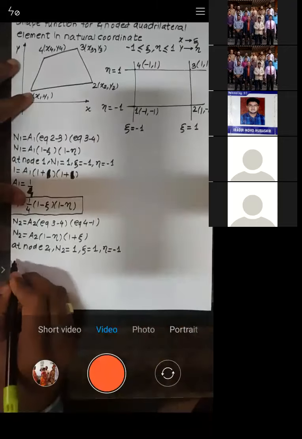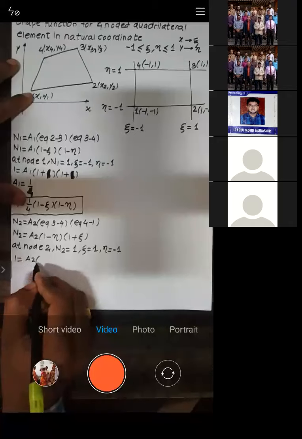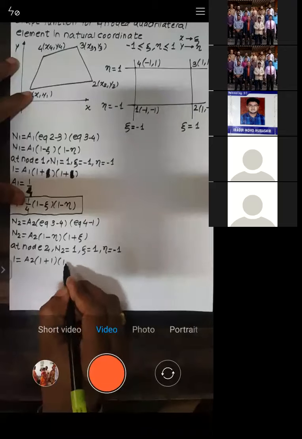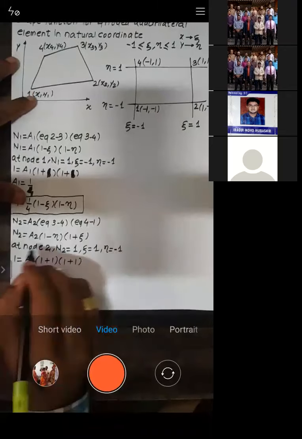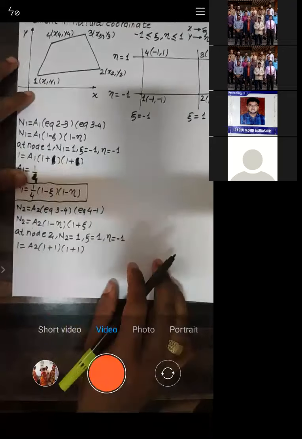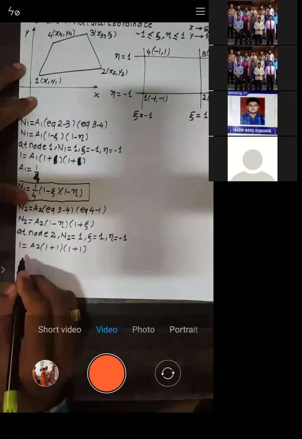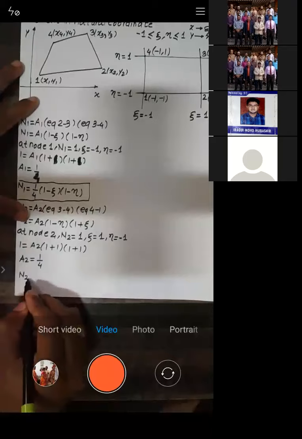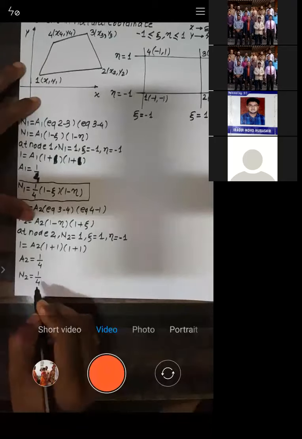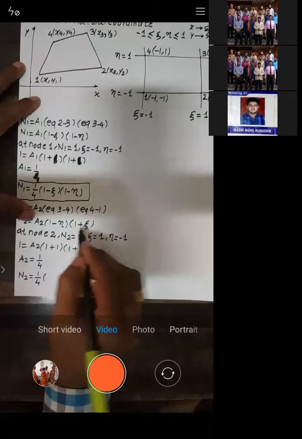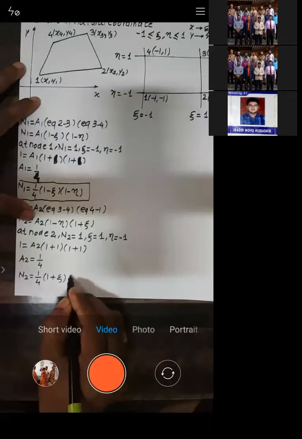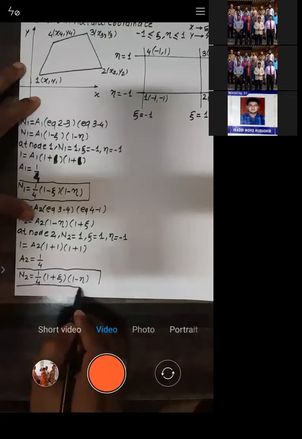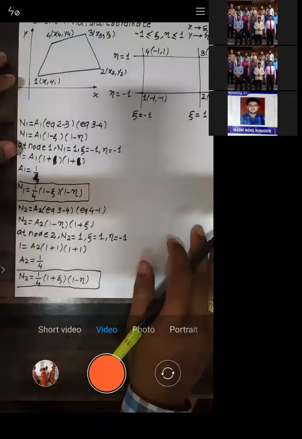So put those values. N2 is equal to 1 is equal to A2 into 1 minus of minus 1, that is 1 plus 1, and then 1 plus 1. Okay, so what will I get? I will get A2 as again 1 by 4. So N2 is given by 1 by 4 into 1 plus zeta and 1 minus eta. This is N2. Is it okay?